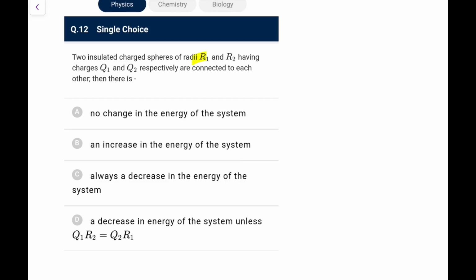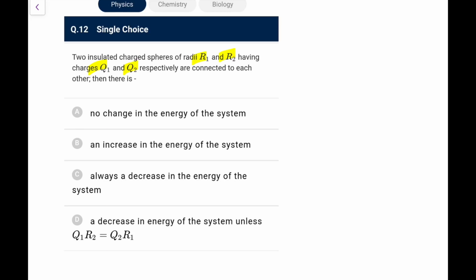Two insulated charged spheres, radii R1, R2 and charges Q1, Q2, are connected to each other. Then there is no change in the energy of the system, an increase in the energy of the system, always a decrease in the energy of the system, or a decrease in the energy unless Q1 R1 is Q2 R2. So you know the charges will redistribute to make the potential the same, and in that process, if the charges move by themselves, they will definitely go to a lower potential energy state, so energy decreases.